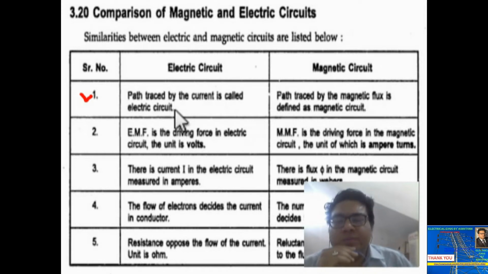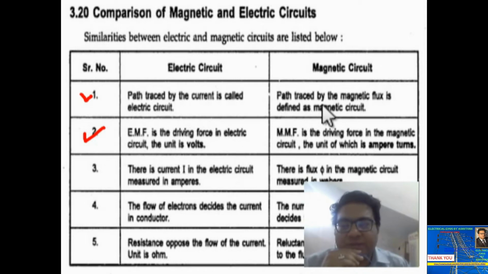We already discussed this point. Then EMF is the driving force in electric circuit, and the unit is volts. This is electromotive force, the force responsible for driving electric current. And in the magnetic circuit, there will be MMF. This is also the driving force in the magnetic circuit, the unit of which is ampere turns.